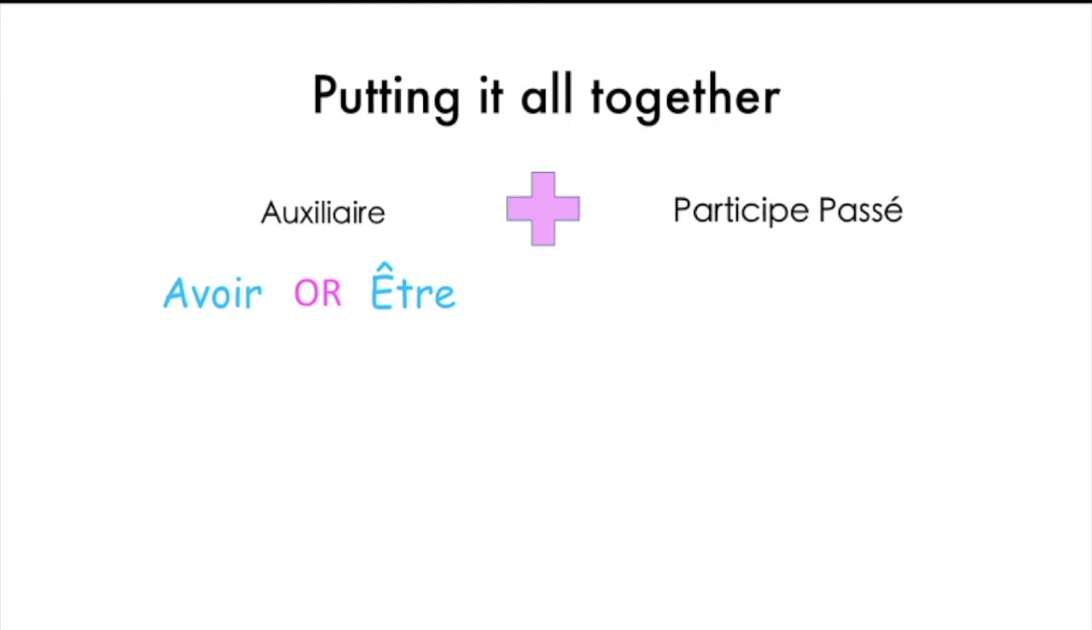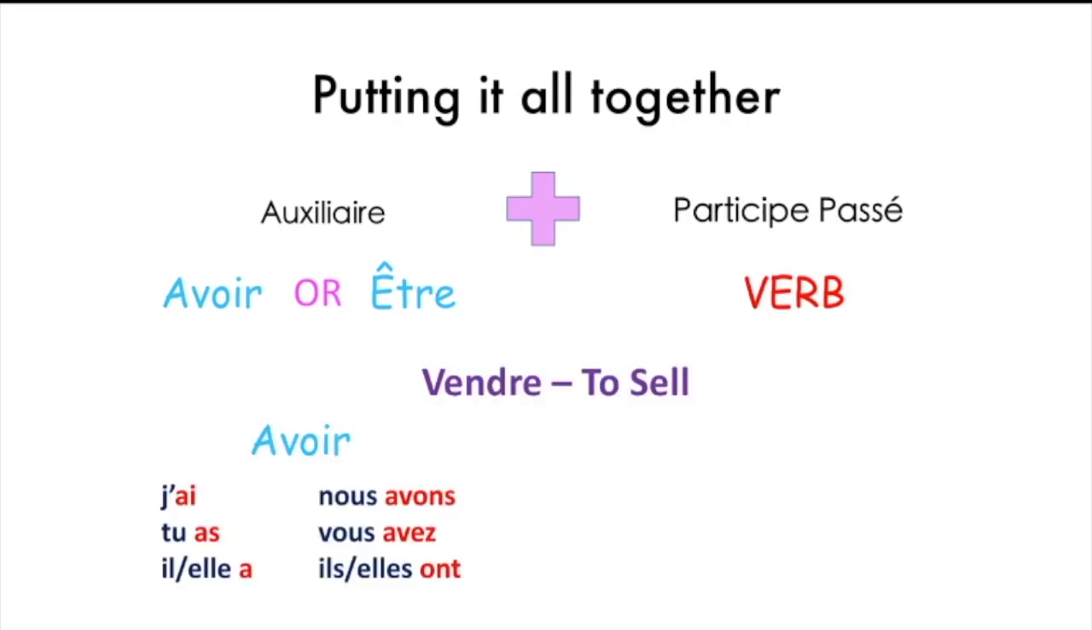We're going to use an RE verb this time. So remember, we need the auxiliaire, avoir or être, and we're also going to need the participe passé to make the passé composé, which is the verb. So let's take a look at RE verbs this time, and we're going to use vendre, which means to sell. So avoir, once again, there's our avoir chart, and if you remember from our last slide, verbs that end in RE are going to change to U.